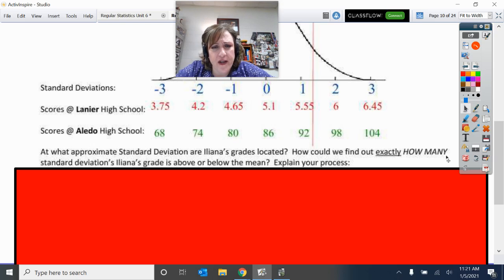How do you think you could figure that out? In class, I'd have my students discuss this. How can I figure out how many standard deviations above the mean this location is?